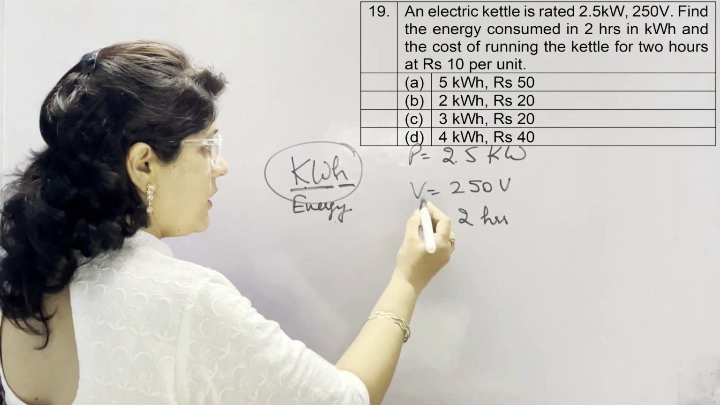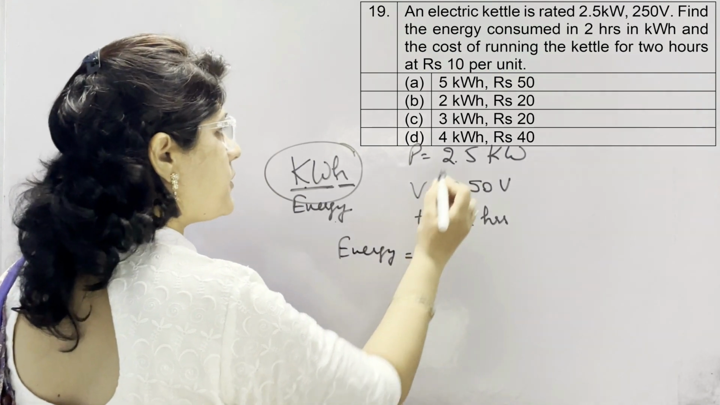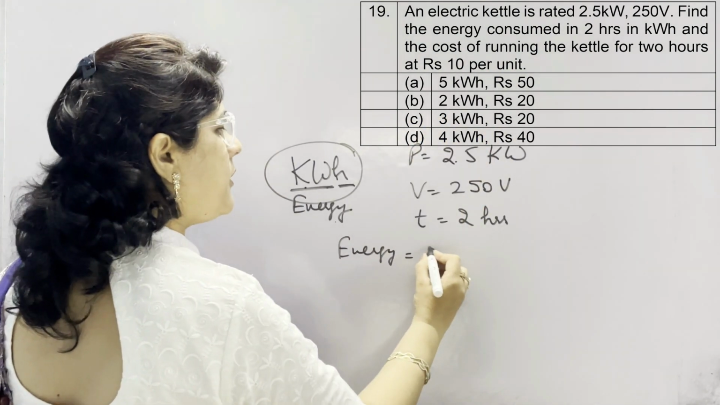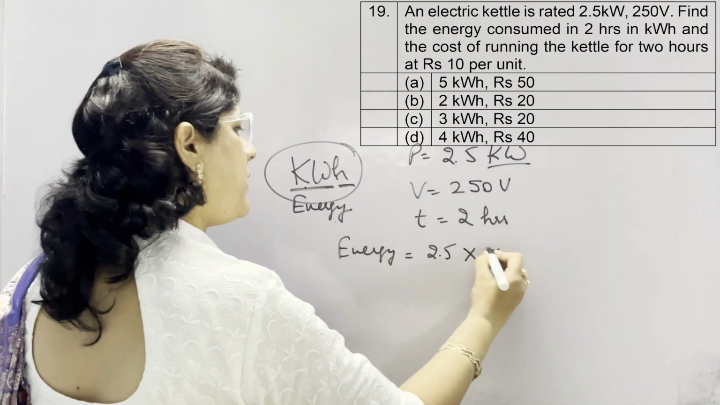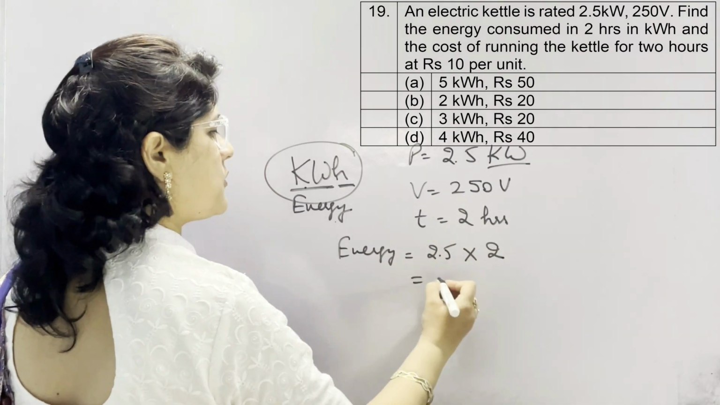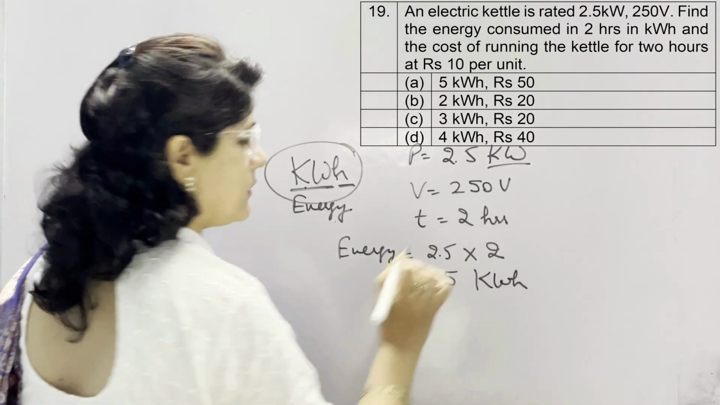And here we need to calculate energy. So energy is equal to P into T. P is already given in 2.5 kilowatt. Multiply by time already given in hours. So just multiply these two and we will get the answer as 5 kilowatt hour.